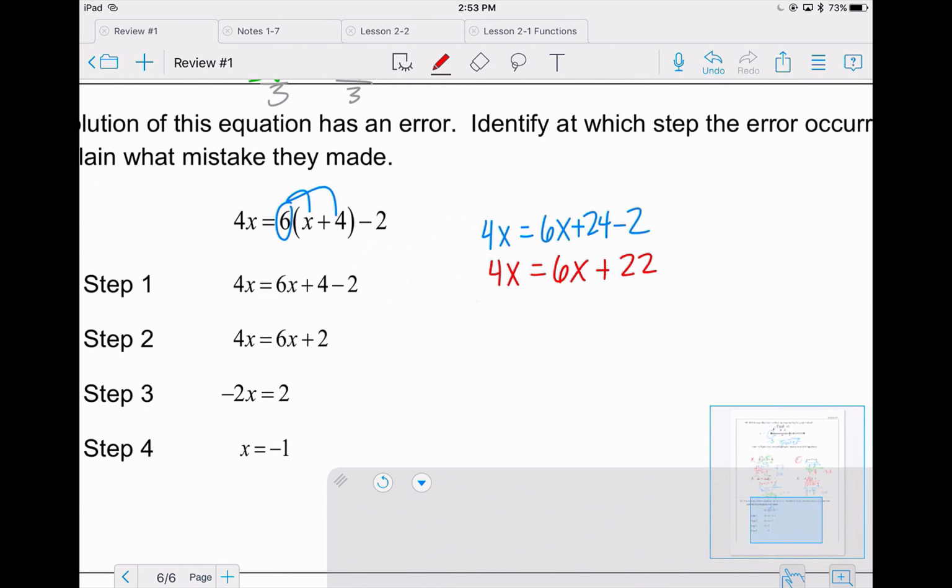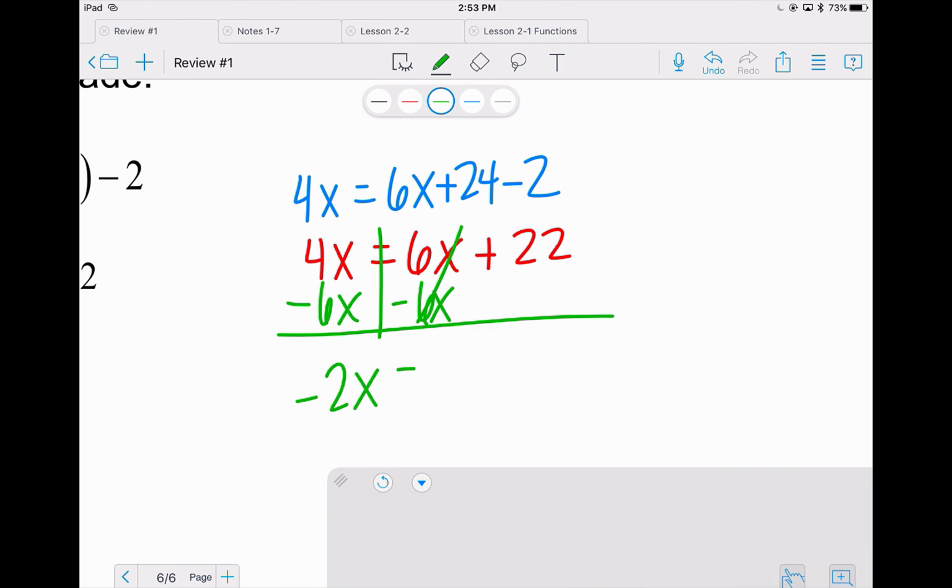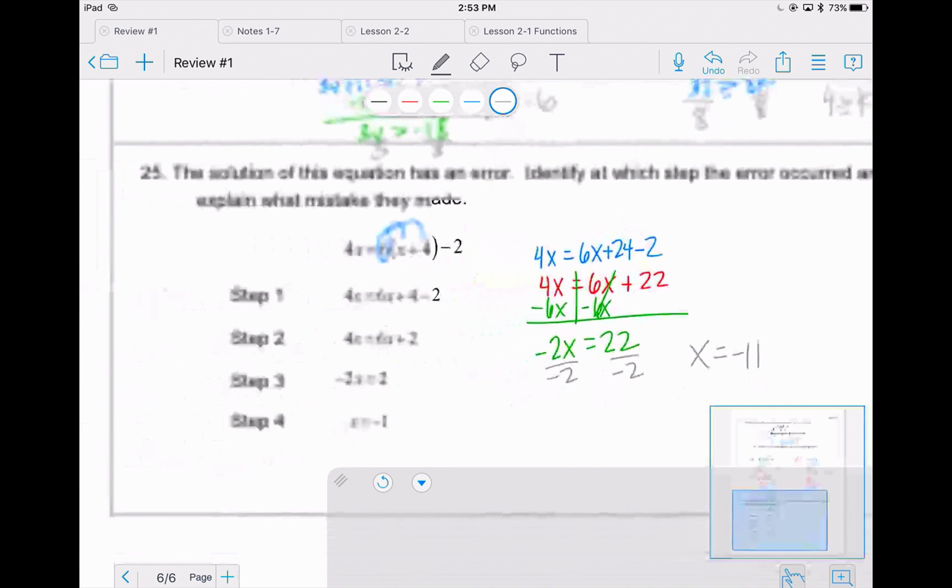Let's see, they move 6x to the other side because it's by itself. So subtract 6x from both sides. Negative 2x equals 22. Divide by negative 2 and x equals negative 11. So those would be my steps.